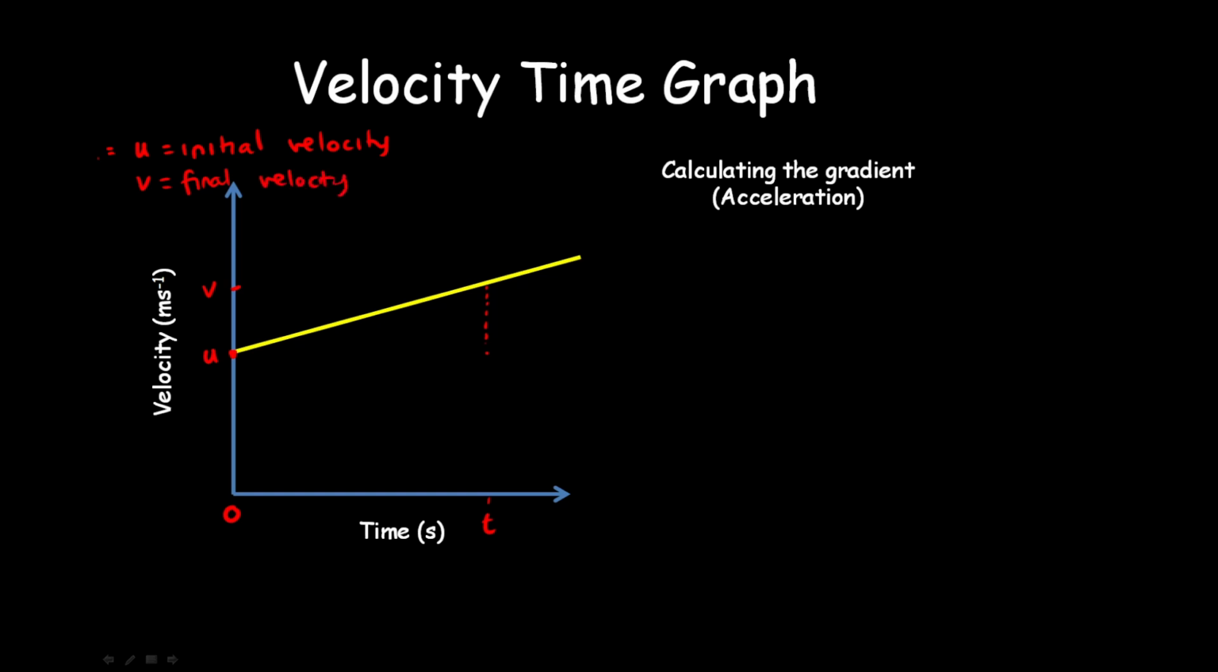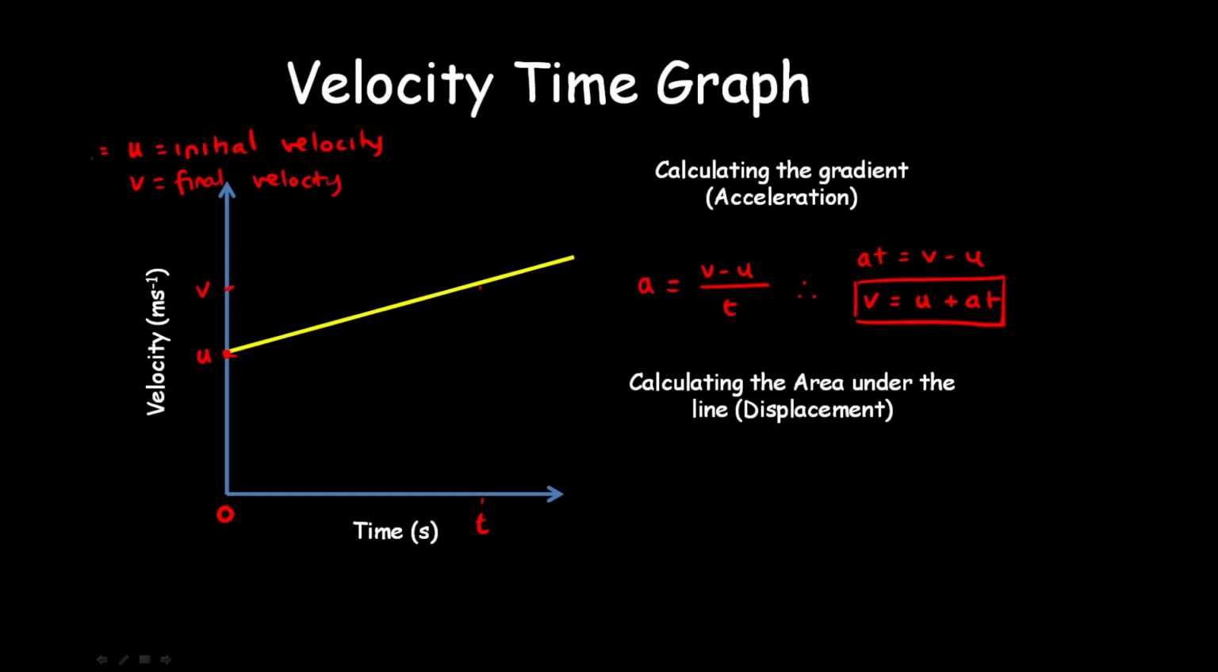Now to find the acceleration, we need to find the gradient of that yellow line between these two values. The height of that triangle is v minus u, and the base of that triangle is going to be t minus 0. So to work out the acceleration using the gradient formula, it's going to be a equals v minus u over t, which we can rearrange to make v the subject as at equals v minus u, and so v equals u plus at, and let's just put a little box around that formula there.